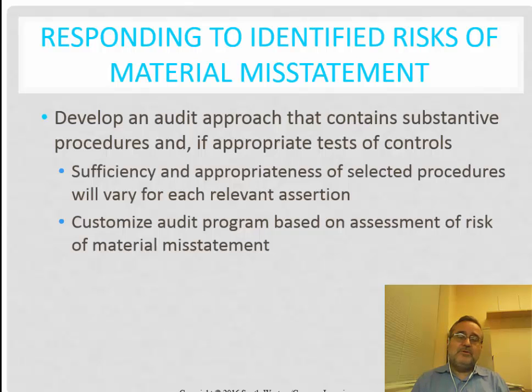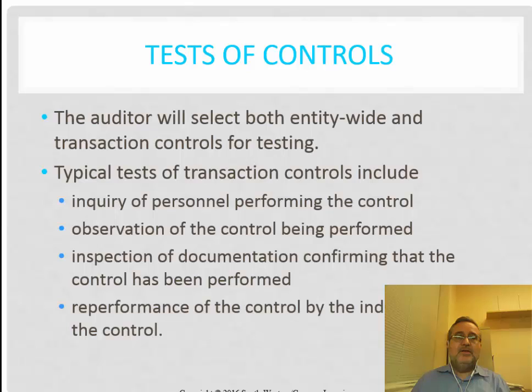So how do we respond? Well, we use the term the nature, timing, and extent of the further audit procedures, or the substantive procedures. So we're considering sufficiency. Sufficiency is the amount. We are also considering the appropriateness of the selected procedures. The appropriateness of the procedures are going to be based upon the relevant assertion, and we're customizing the audit program based upon our assessment of risk.